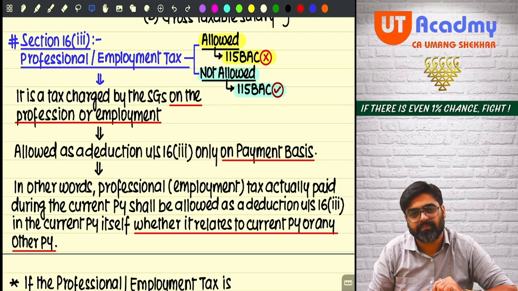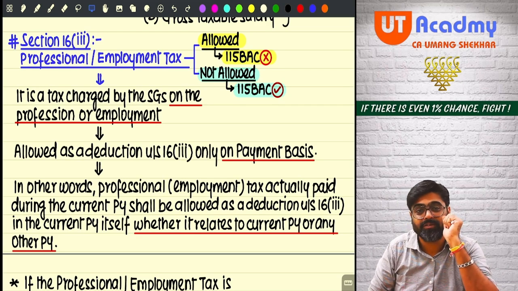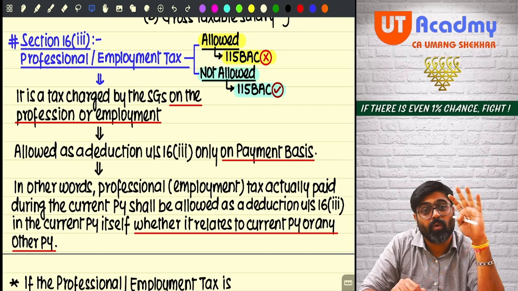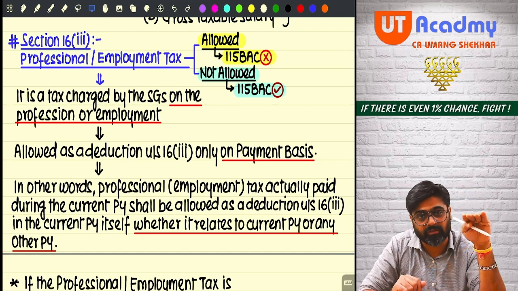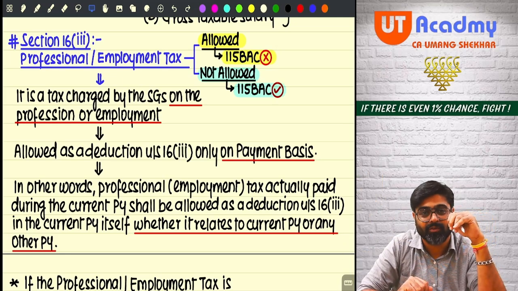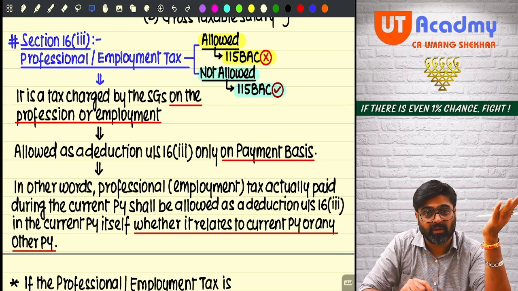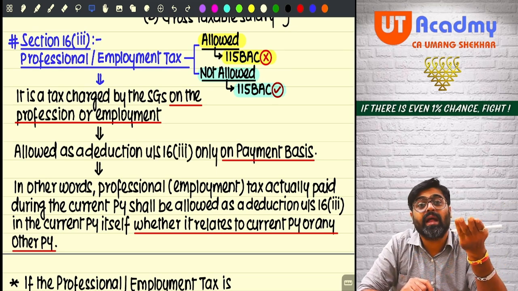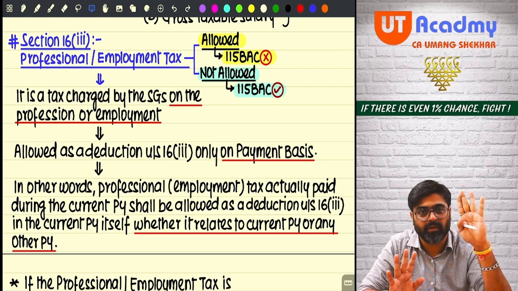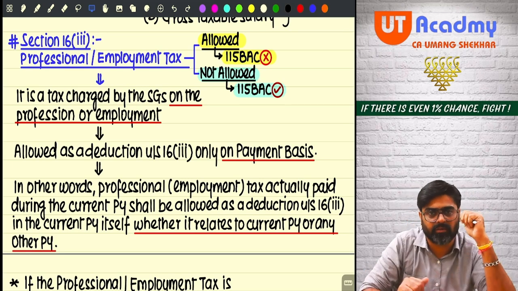What is GST? It is a tax on supply of goods or services charged by the central as well as state government together. What is custom duty? Custom duty is also a tax charged on import and export by the central government. What is stamp duty? Stamp duty is a tax charged by the state government on buying and selling of what? Land or building or any immovable property per se. Getting my point? So there are different things on which taxes are charged by different governments.